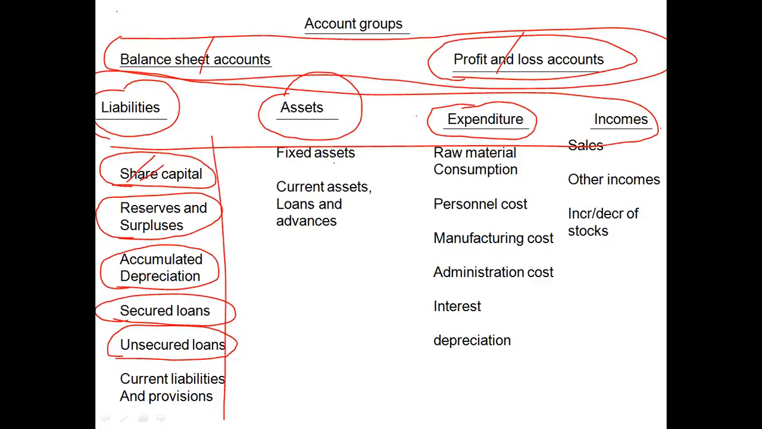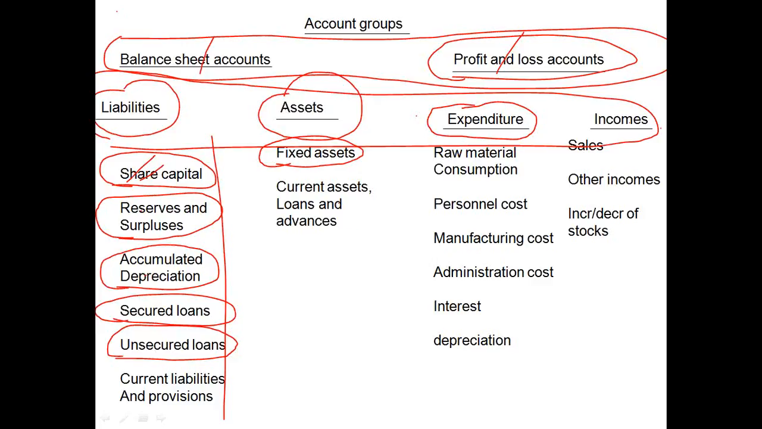Then coming to the asset side, we have the fixed assets. So the fixed assets heading can be created as one account group. Meaning when you create the fixed assets as one account group, land account, buildings account, plant and machinery account, vehicles account, furniture account, all the fixed assets accounts are created under the fixed assets account group.